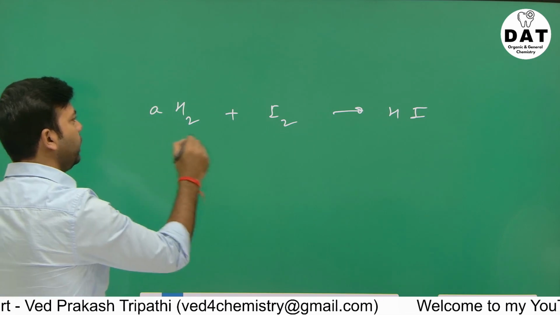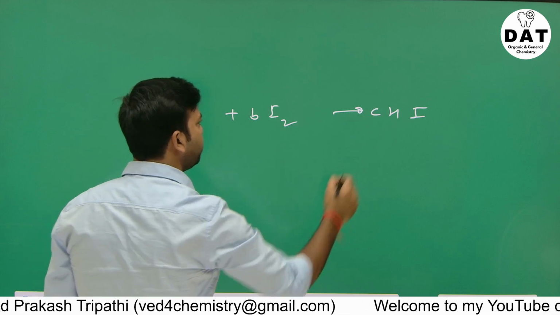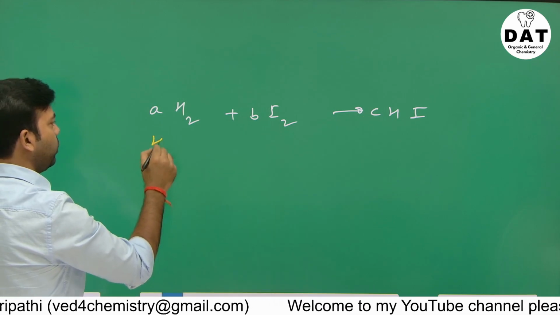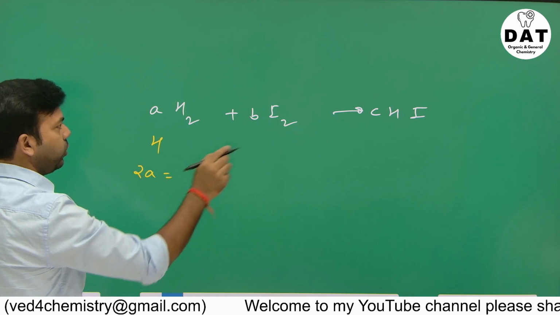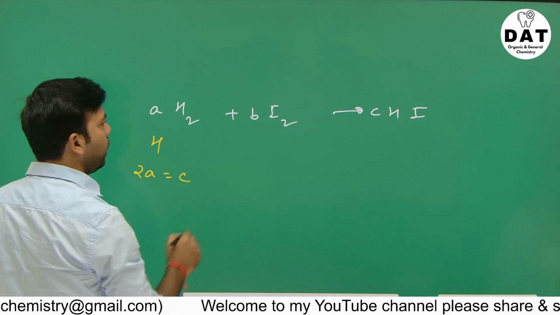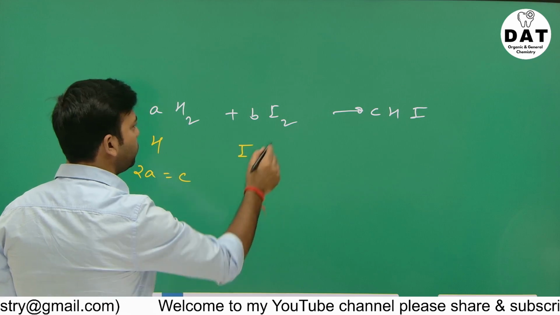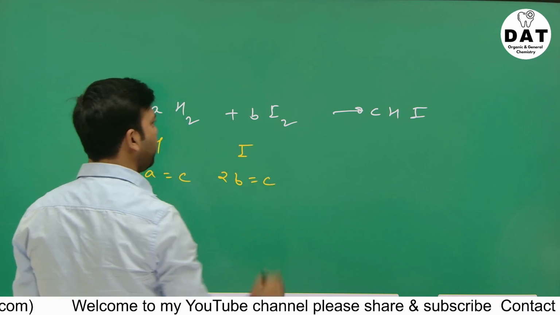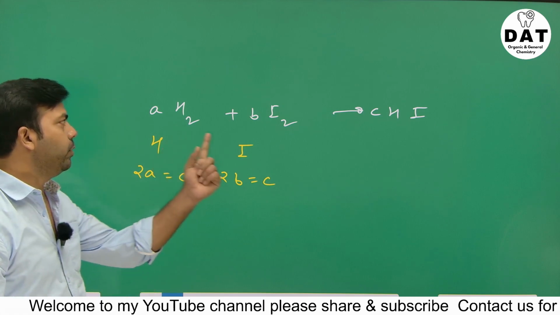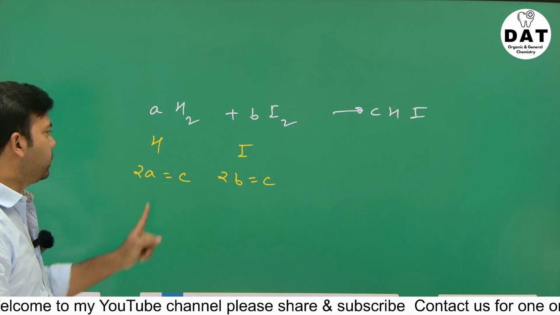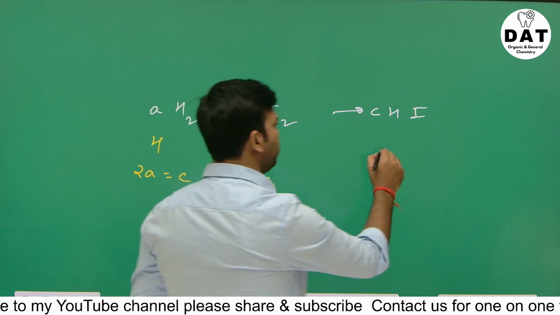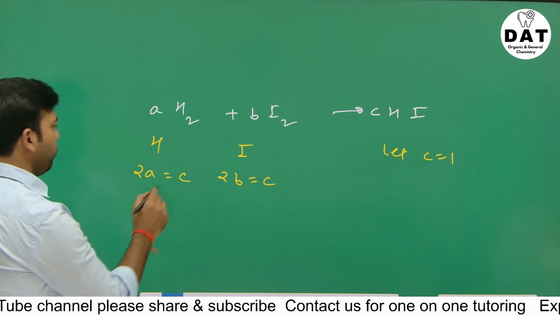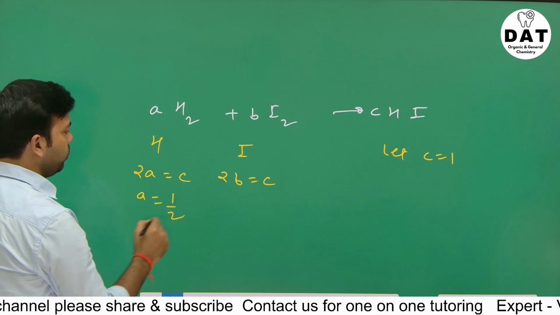So look at here, A, B and C. So hydrogen is in the left. So hydrogen here we have 2A, and how many hydrogen in the product side? Just C. Iodine here. So 2B is equal to C. Clear? So we have two kinds of element, hydrogen and iodine. So we have this equation. C is a common factor. So assume C is equal to 1. Let C is my 1. So if C is my 1, so A is what? 1 by 2. Clear?